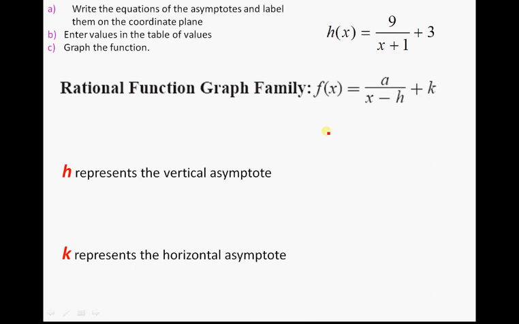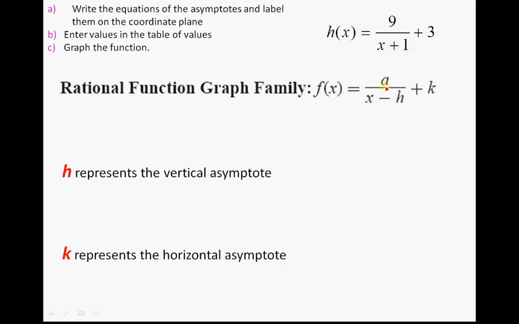Well, we need to make our function mimic or look like the general form. And the general form we could see is a over x minus h. We have a minus sign here, but we have a positive sign in our function, so we're going to need to change that. We're going to need to do something there. And it's plus 3, but there's a plus sign here, so we should be fine right there.